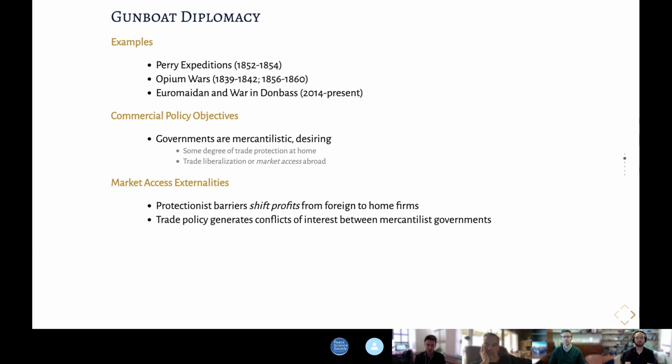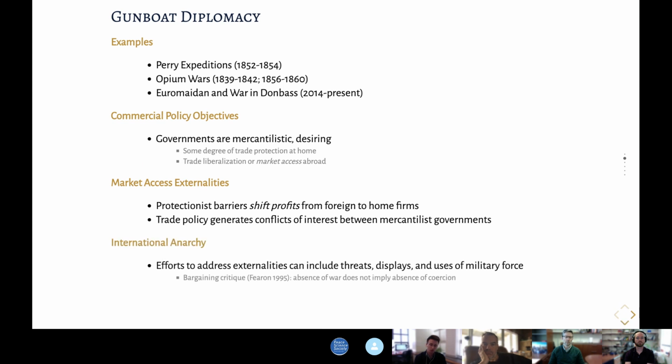And to the extent that governments care about the interests of those firms, this is going to generate conflicts of interest between the governments. And we know that because there is no world police, efforts to address these externalities can in principle include the use of force, as we saw in the Opium Wars. But these examples that I enumerate above should be thought of as bargaining failures. And we know that the absence of war does not imply the absence of coercion. So this sort of coercive diplomacy over economic policy might in fact be much more common.